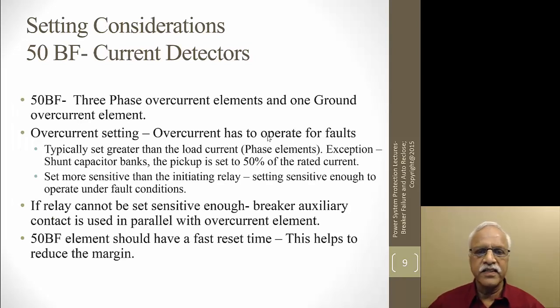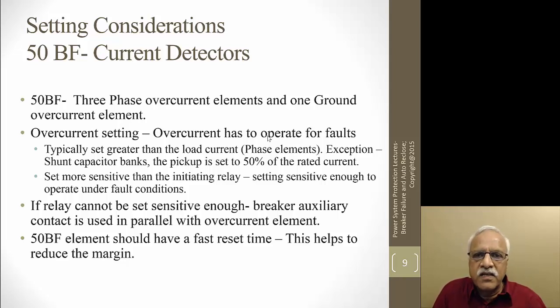So setting considerations for the overcurrents is very important in this. They normally set 3 phase overcurrent elements and 1 ground overcurrent element, and it has to operate for all the faults. Overcurrent settings should be set greater than the load current. You don't want it to generally operate, which may not be possible in most cases, but if it is possible, it is normally set above the highest load current going out.